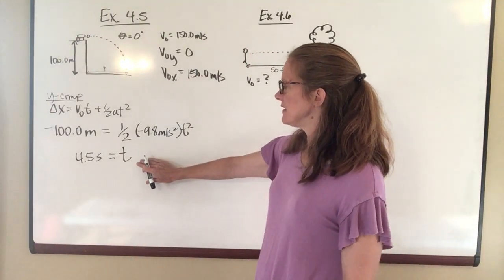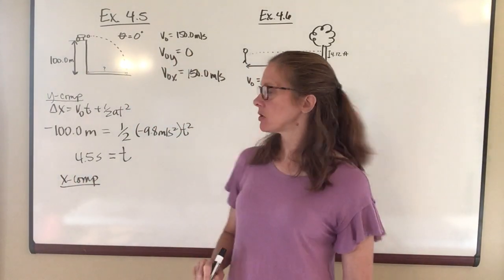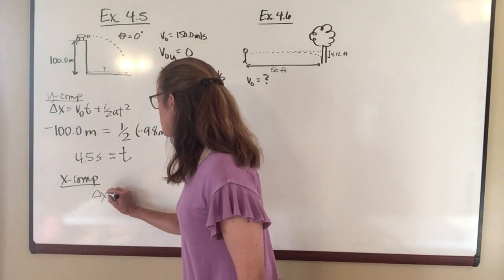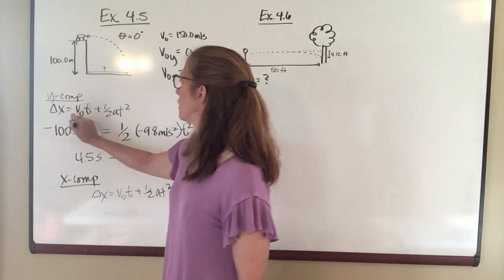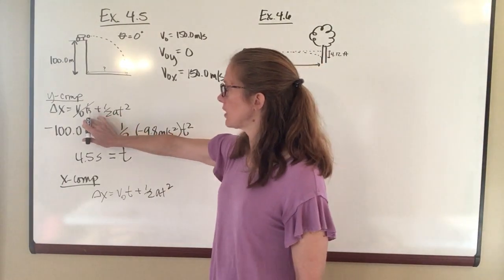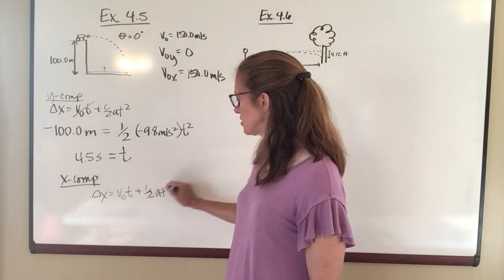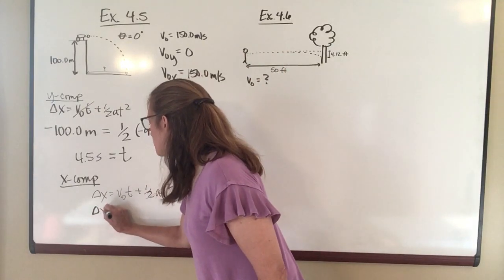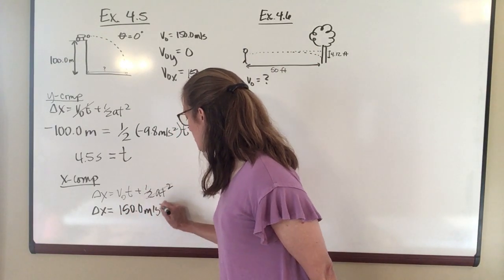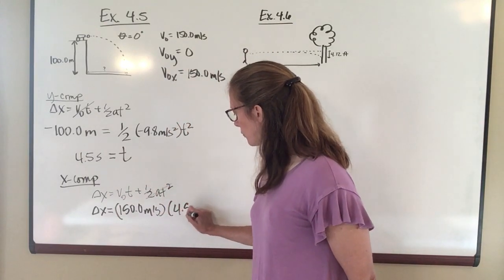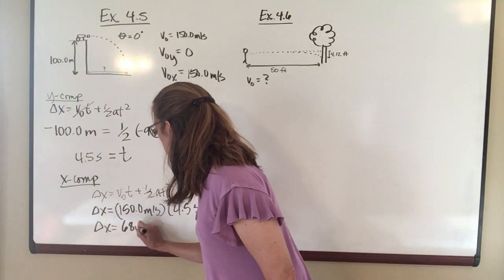Okay? So now that I know the time, now I can move to the x component and I can calculate the horizontal distance, because again, delta x equals v sub 0 t plus 1/2 at squared. Up here, this part of the equation dropped out because the initial velocity in that component was 0. Here in the x component, the acceleration is 0, so this piece drops out. So here, my delta x equals v sub 0 in the x direction, 150 meters per second, times the time I calculated from here, which is 4.5 seconds. And so that is going to give me a delta x of 680 meters.